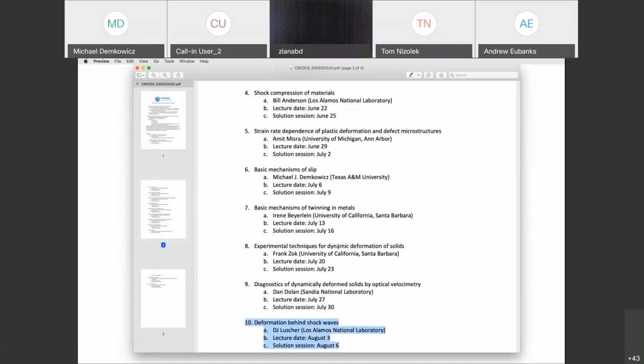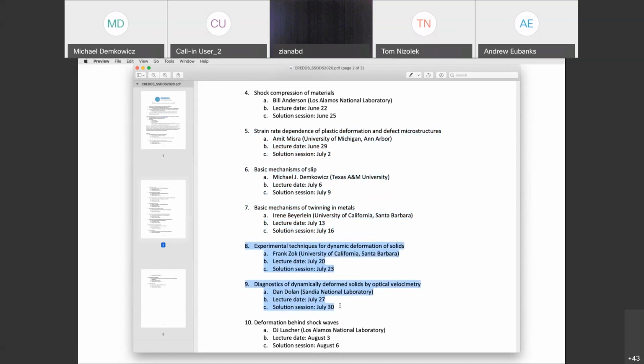Before we get to lecture number 10, you're going to have 3 lectures here that talk about some of the basic mechanisms that are going to be operating. There's going to be a sort of phenomenological description of rate dependence in plastic deformation. Then you're going to have a lecture on mechanisms of slip, followed by a lecture on mechanisms of twinning in metals. After that, we have 2 lectures where we talk about experimental techniques for dynamic deformation, including things like the plate impact experiment that Bill mentioned.